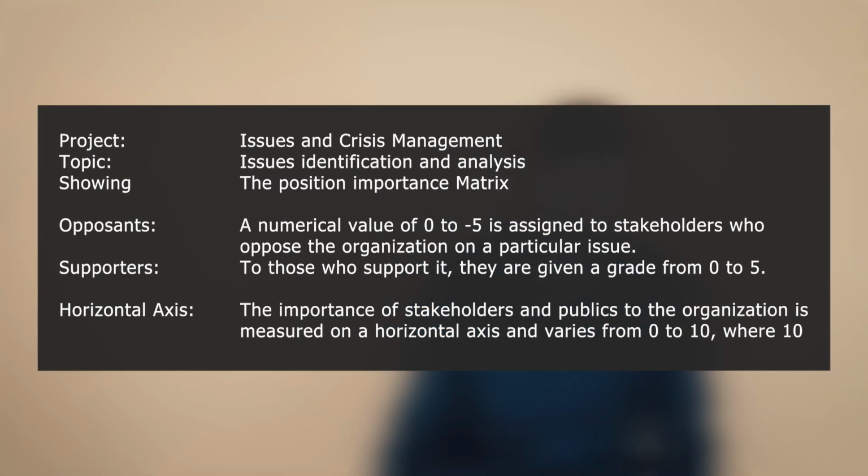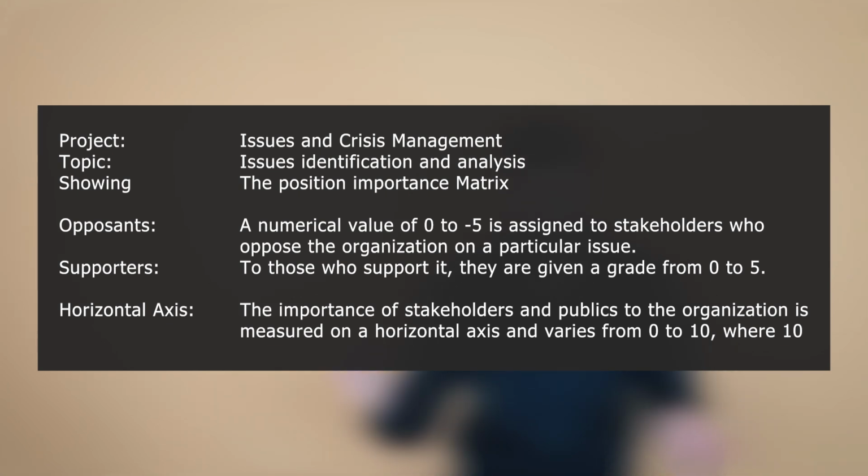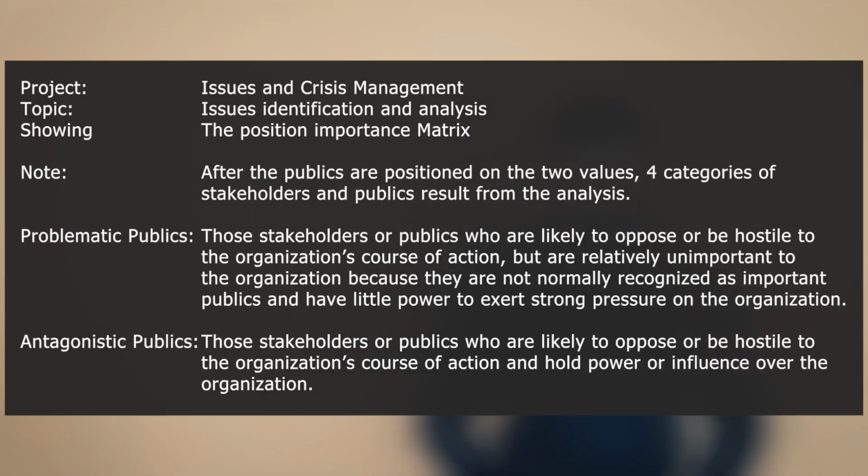A numerical value of 0 to -5 is assigned to stakeholders who oppose the organization on a particular issue. Those who support it are given a grade from 0 to 5. The importance of stakeholders and publics to the organization is measured on a horizontal axis and varies from 0 to 10, where 10 is the most important. After the publics are positioned on the two values, 4 categories of stakeholders and publics result from the analysis.